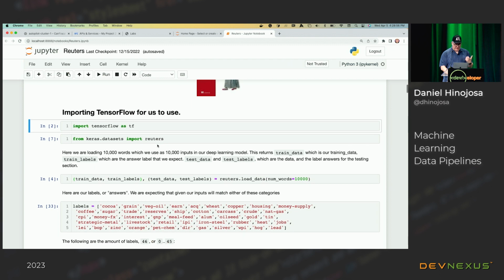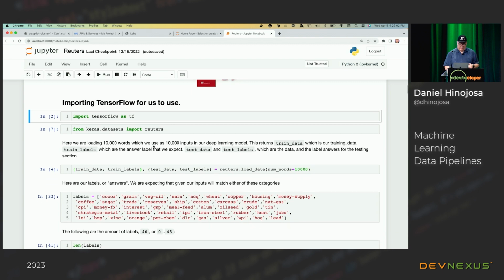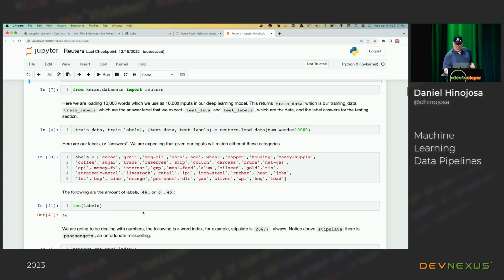Well, here's a little bit of TensorFlow to give you an idea. So this is TensorFlow as TF. I'm getting a data set, and these are like newspaper articles. What we're going to do with this one is get 10,000 inputs of the more common words and put that as the input. And then at the end here, I am going to determine 0 through 45, which is the classification, called multivariate classification, at the very end.